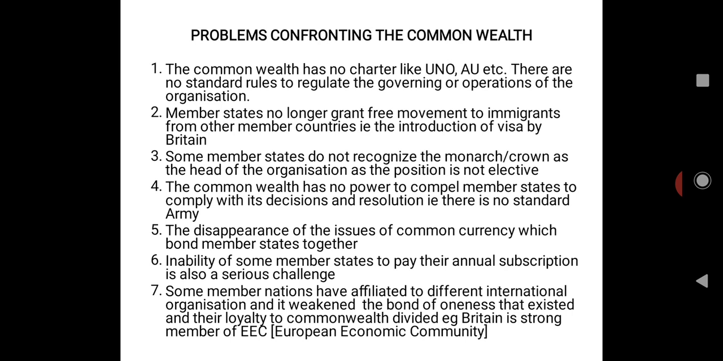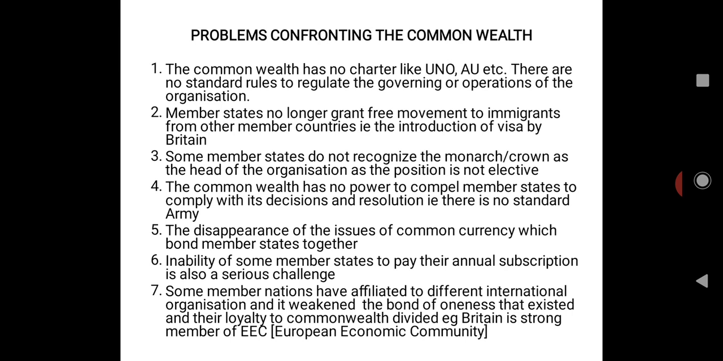Number 5, the disappearance of the issue of common currency, which bonds members together. The disappearance of the issue of common currency, which bonds members together, is another problem. The inability of member states to pay their annual subscription is also a serious challenge to the organization.